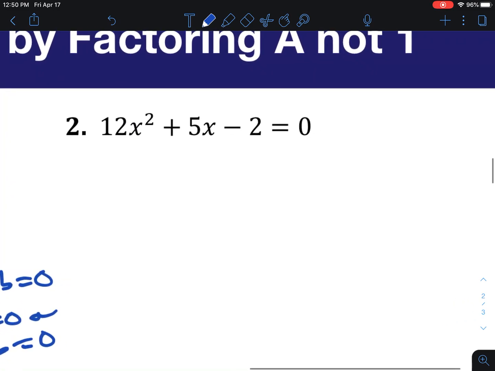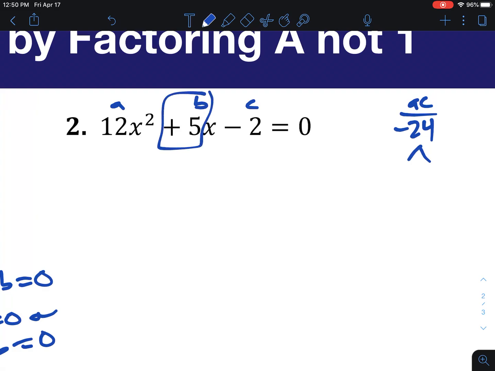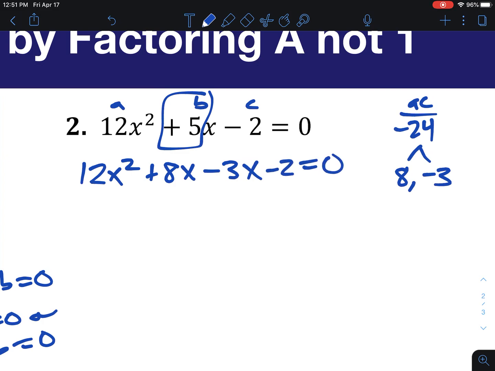Okay, over here we got different numbers, just bigger numbers here for the a, which is a little bit trickier. And there's no GCF, so we're going to do the a times c. 12 times negative 2 is negative 24. What multiplies to negative 24 and adds to positive 5, the b? Got to add to b. That's going to be 8 and 3 because they're 5 apart, but 8 has to be positive in order to get to a positive 5 when we add them together. So it's going to be 12x squared plus 8x minus 3x minus 2 equals 0.